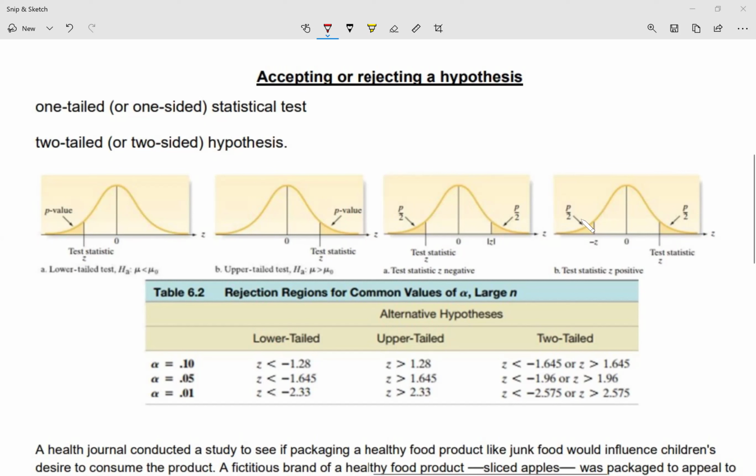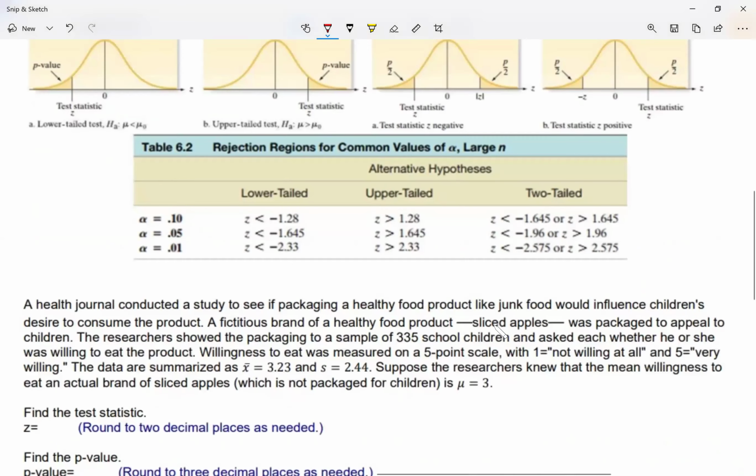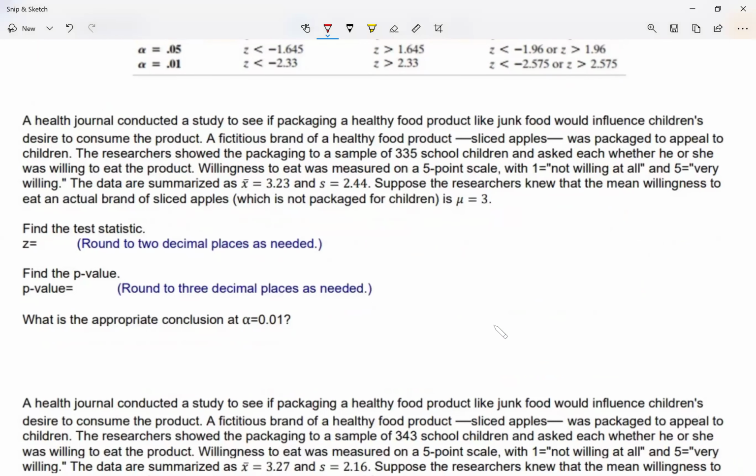So here, I gave you guys some values, the pictures that we saw last lecture. Let's do an example. A health journal conducted a study to see if packaging a healthy food product like junk food will influence children's desire to consume the product. So we have junk food, but we put it in nice packaging. Will people actually be willing to buy it? A fictitious brand of a healthy food product, I'm going to use sliced apples, was packaged to appeal to children. So we're going to use apples, but as a junk food, right? We go to McDonald's, we can buy apples.